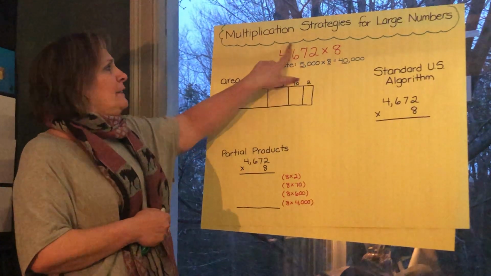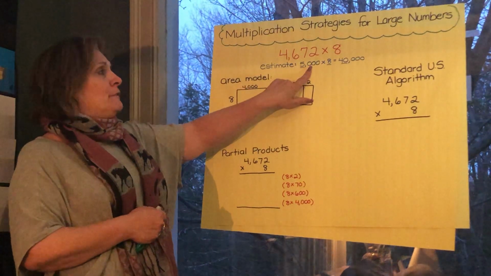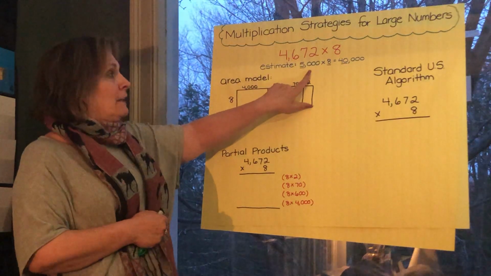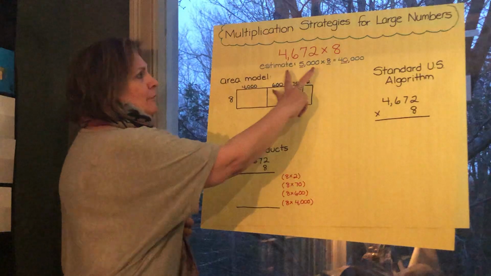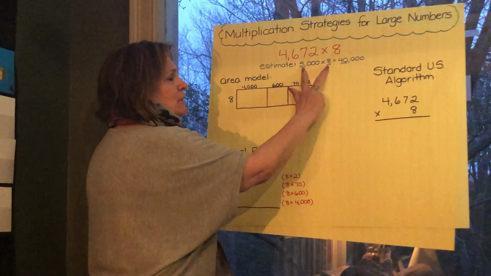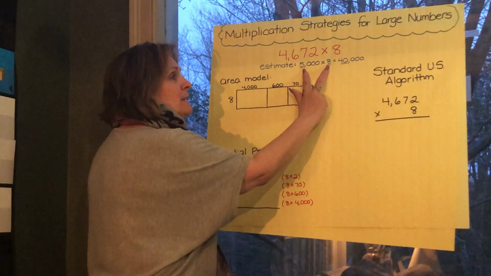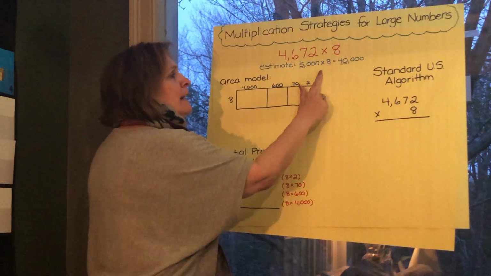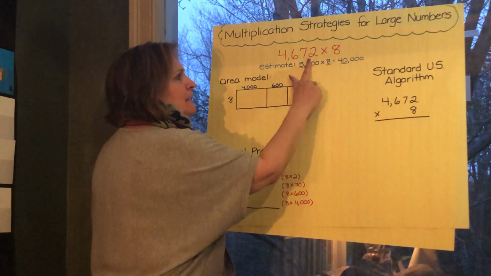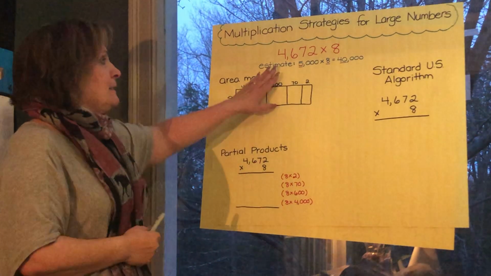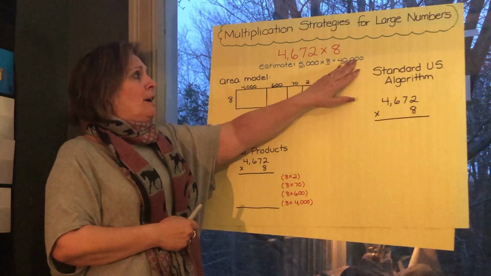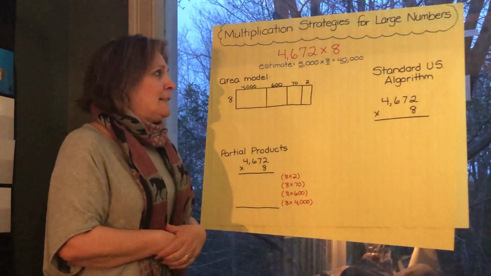And so if I look at 4,672, I know that that's closer to 5,000. So I'm going to round that up to 5,000 times 8. And I look for the fact. In 5,000 times 8, the fact is 5 times 8, and that equals 40. And then I add the other place values on the end. And so I know that the estimate for our multiplication problem is 40,000.